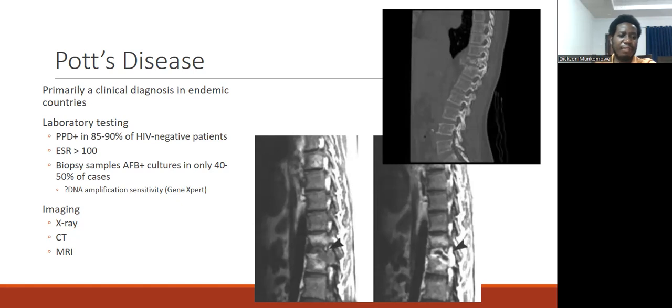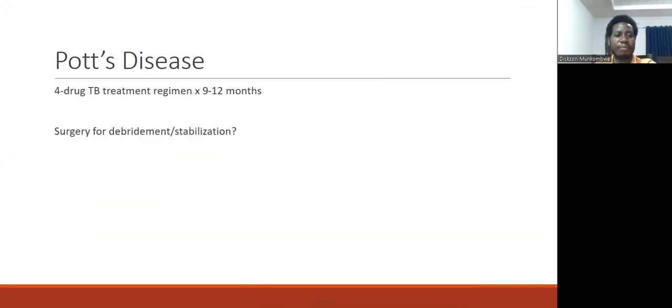DNA PCR amplification with GeneXpert or GeneXpert Ultra can be useful in some cases, even though the percentage positivity is not that high. So in terms of supportive imaging, a chest X-ray or X-ray of the spine could be useful. A CT scan and MRI are also indicated and would be useful. The treatment is, of course, antituberculous treatment for a period of 9 to 12 months, as well as surgery or debridement and stabilization of the affected vertebra.